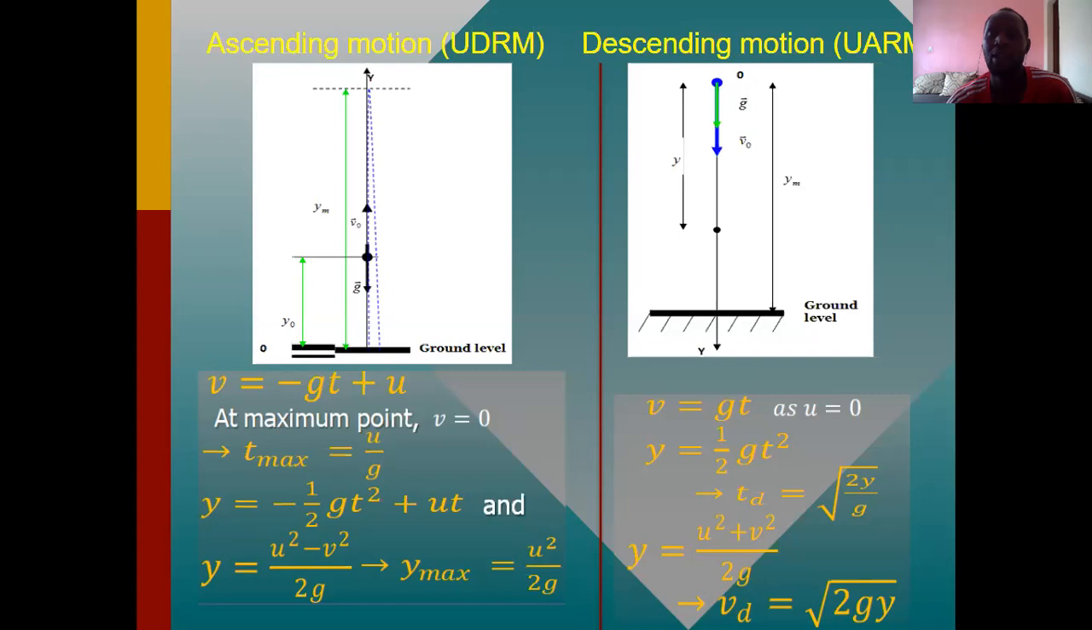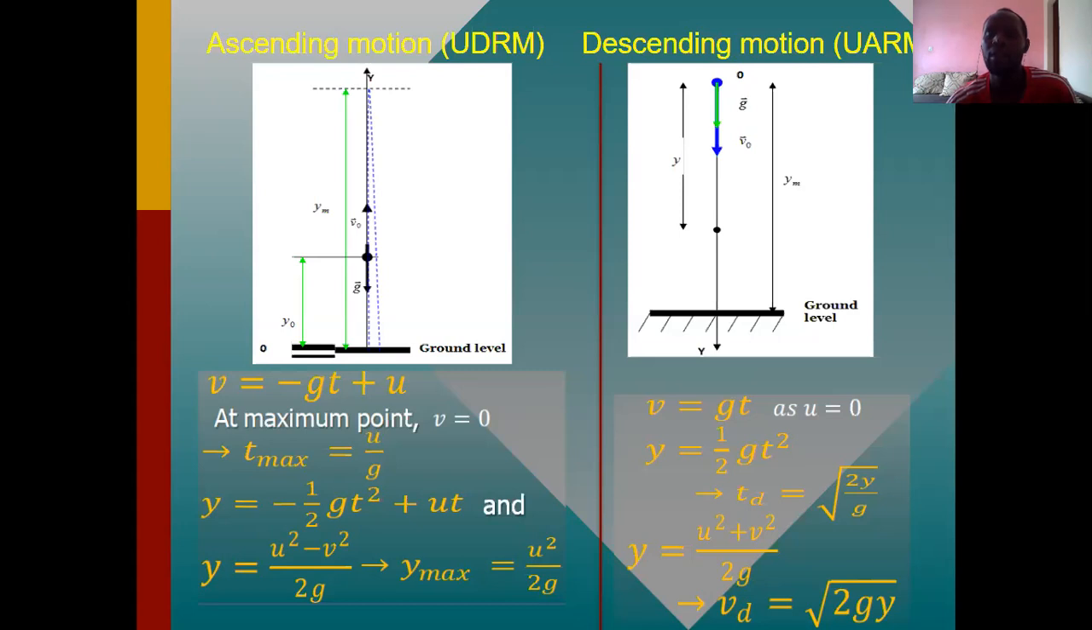And this will help us to get the time used by the body to reach the ground, which is equal to the square root of 2y divided by g. Here, y is the moved distance from the initial point to the ground.